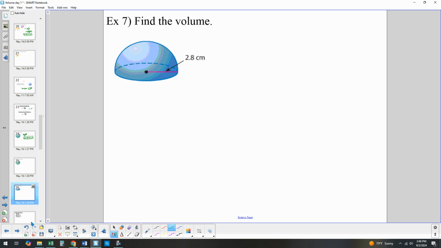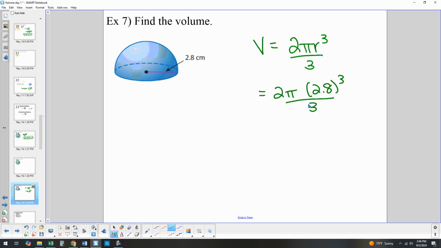Here we have a hemisphere with a radius of 2.8. So now my volume will be 2 pi r cubed over 3. So this will be 2 pi times 2.8 cubed divided by 3. So I'll start with my 2.8 cubed times 2 times pi and divide my answer by 3. So I get a volume of 45.98 cubic centimeters.